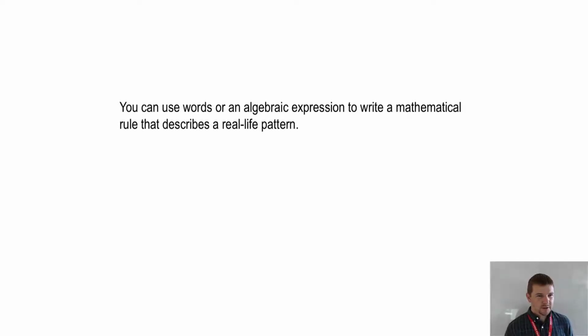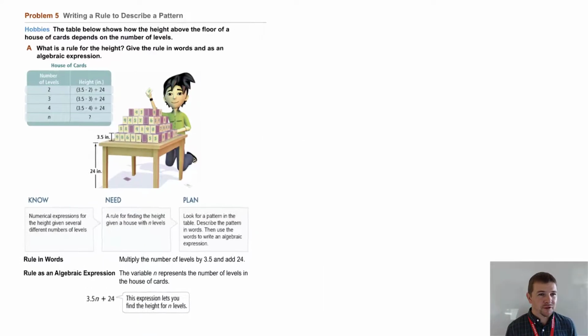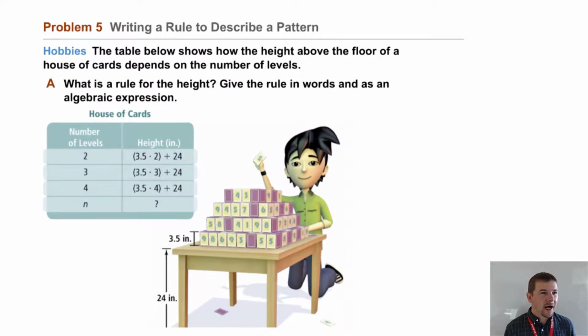You can use words or an algebraic expression to write a mathematical rule that describes a real-life pattern. Problem 5. Writing a rule to describe a pattern. This one's about hobbies. The table below shows how the height above the floor of a house of cards depends on the number of levels. Part A. What is a rule for the height? Give the rule in words and as an algebraic expression.